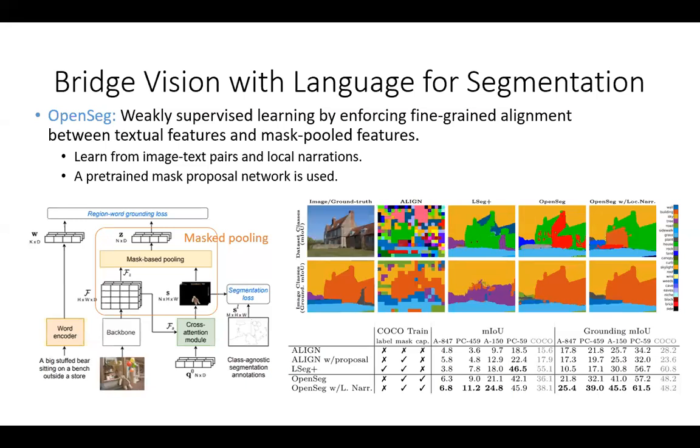It turns out that even though it's just weakly supervised by image-text pairs, it learns to segment the image very well, as you can see from this column. Afterwards, if the authors further add local narration, which means more fine-grained alignment between the text and the image, it further improves performance, even though this local narration developed by Google is still very noisy, not golden annotations at all.